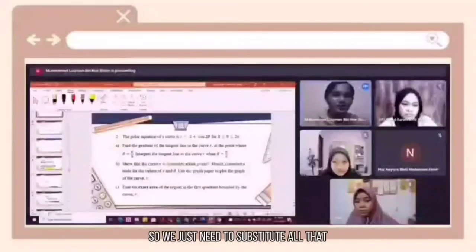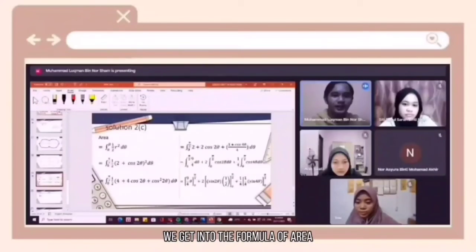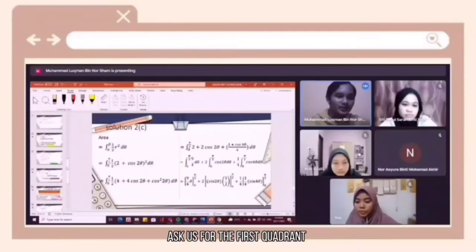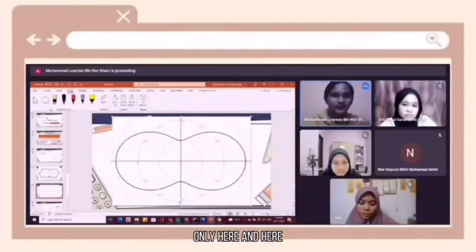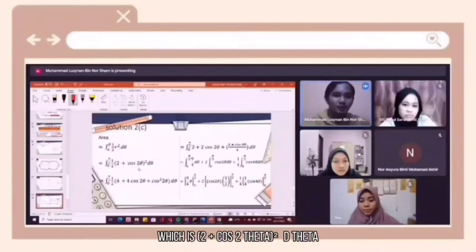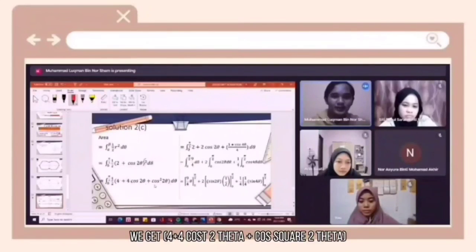Thank you. Alright, so we just need to substitute all that we got into the formula of area, which is the integral from alpha to beta of 1 over 2 r squared d theta. For the limits, we know that the question asks for the first quadrant, only from here to here, right? So our limits are 0 and pi over 2. And we substitute r, which is 2 plus cos 2 theta, squared, d theta. So from 0 to pi over 2, 1 over 2, we expand and get 4 plus 4 cos 2 theta plus cos squared 2 theta.